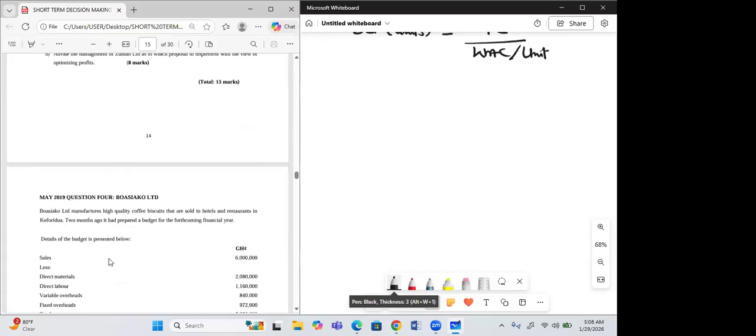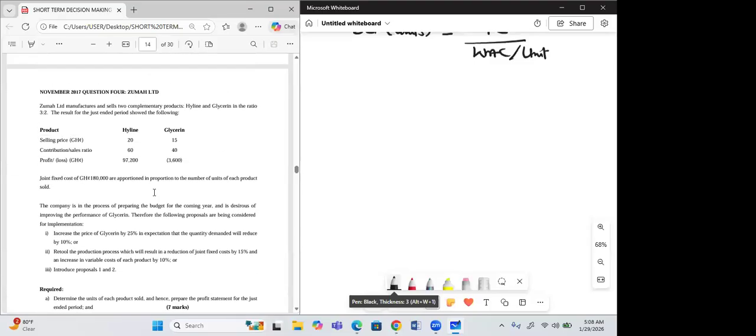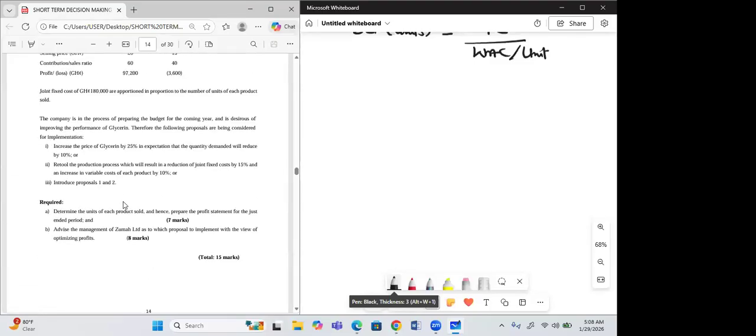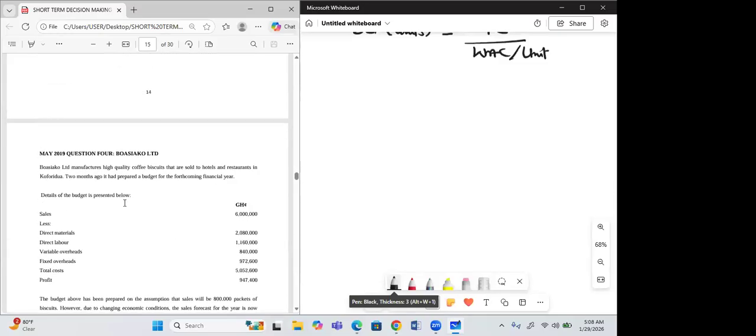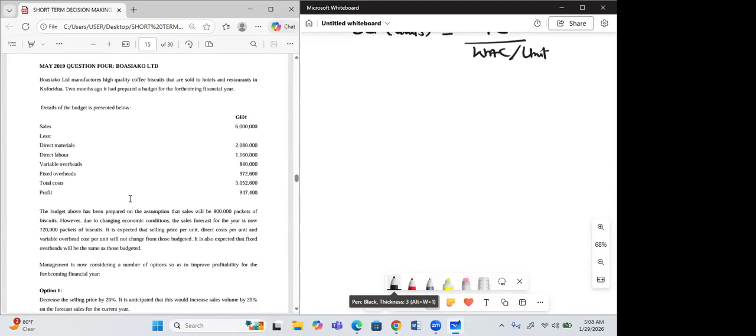and hence prepare the profit statement for the just ended period. Okay, you know what? Because this is multiple product CVP, let's finish the single product first before we come to the multiple product. So look at the question after it, the May 2019 question, Siakun Limited. I want you to see something there. It's a single product CVP, but there's a trick in it. So look at it first. Now look at this, if you can identify the trick in the question.